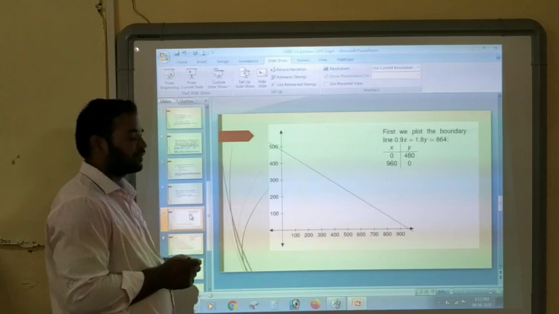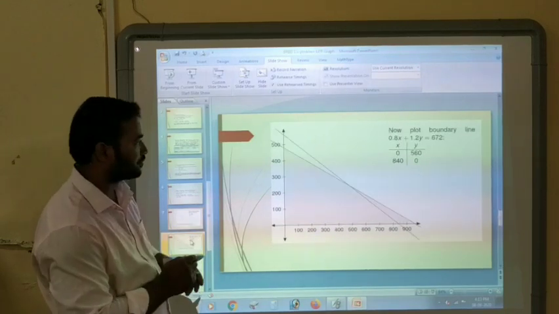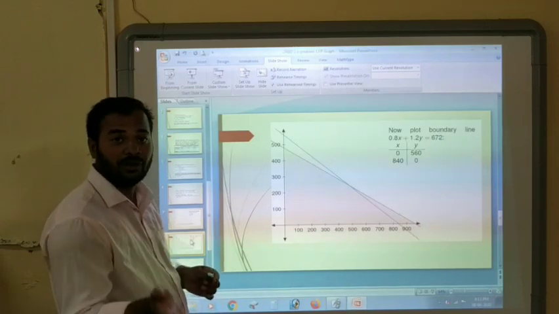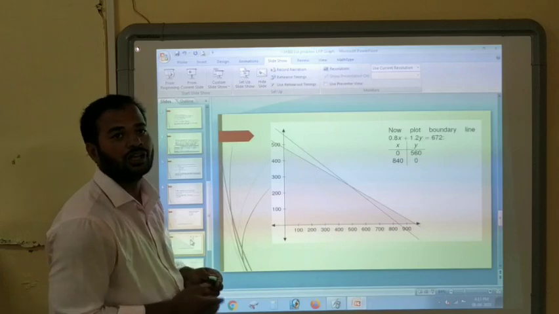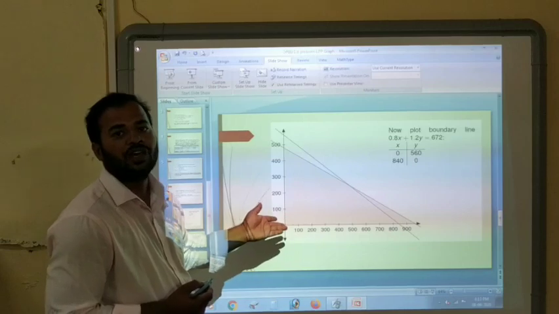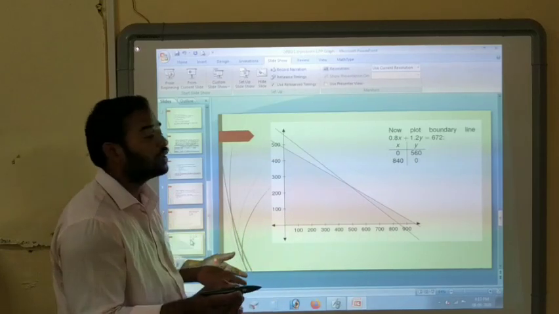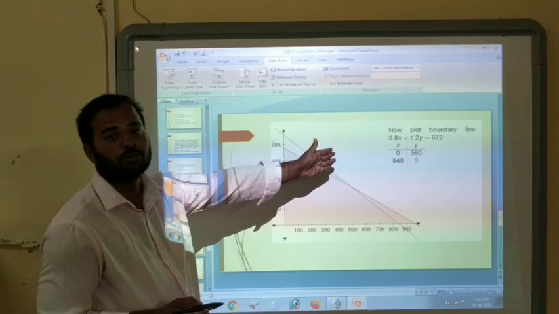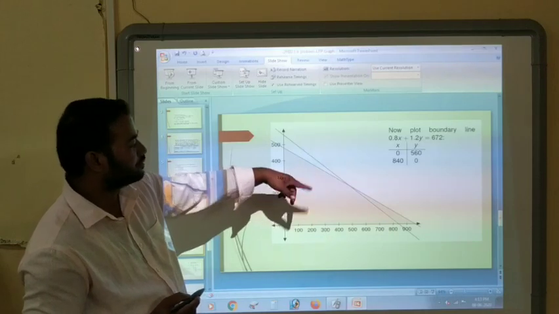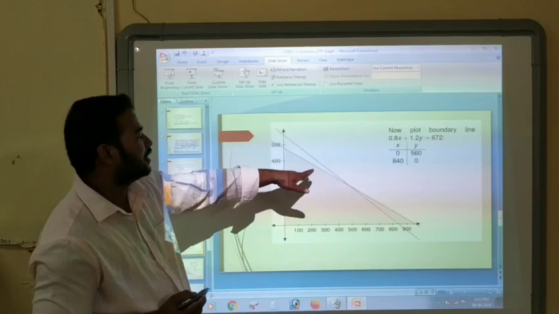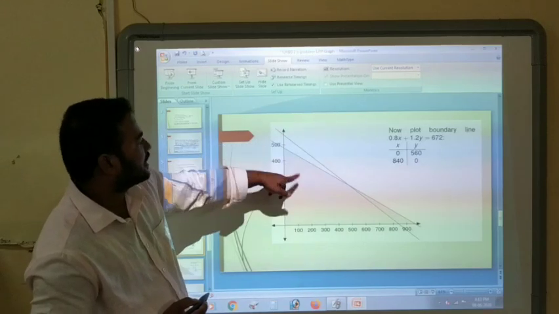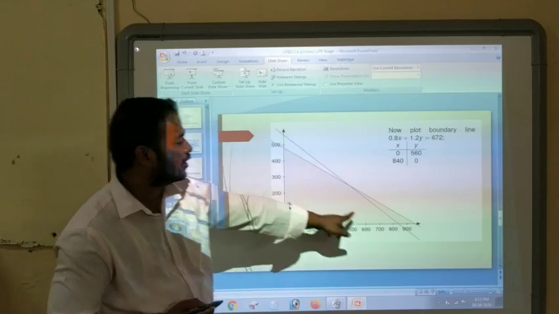And we have another constraint, 0.8x + 1.2y = 672, and again we follow the same procedure. In this equation also we put the x value 0. When x is 0, we get y value 560. When y is 0, we get x value 840 for the equation 0.8x + 1.2y = 672. When we plot the second equation on the graph, we get this line. It touches y value 560 to x value 840.